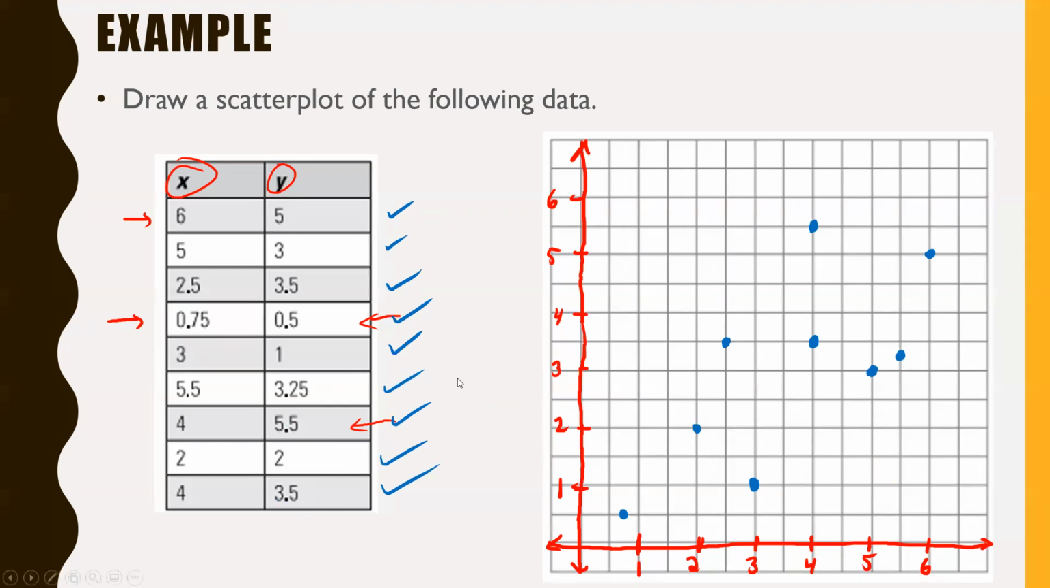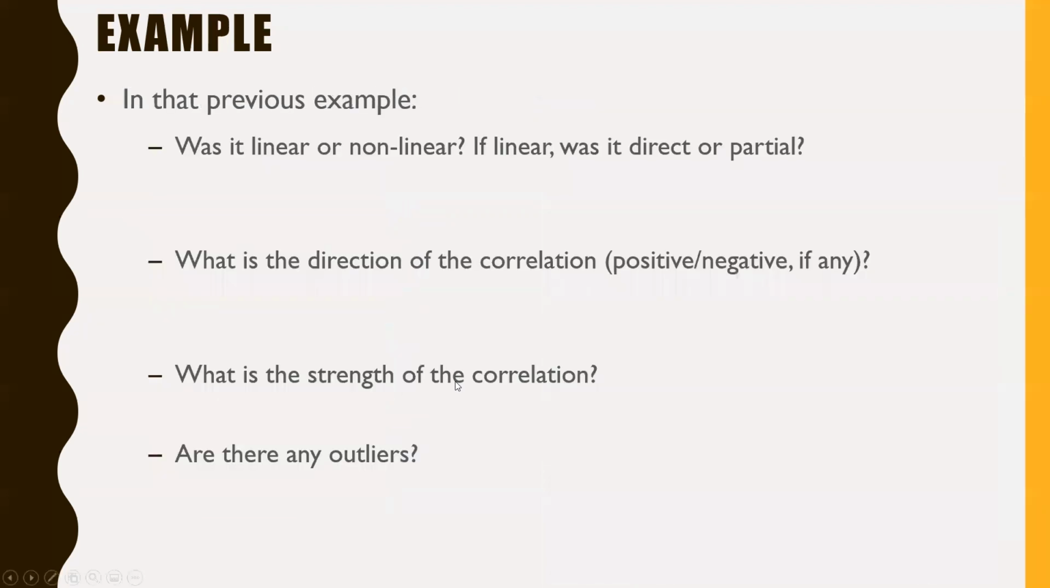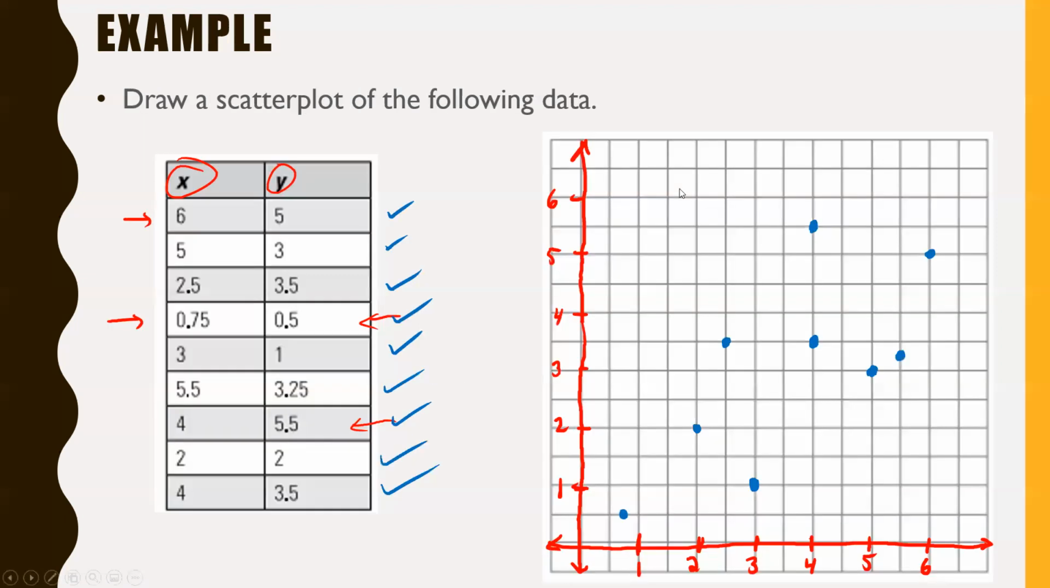All those points are on there. So now here are some questions to go with that. In that previous example, was it linear or nonlinear? And if it was linear, was it direct or partial? Just a reminder what that means: direct means it goes through 0, 0, and partial means it doesn't. Let's have a look at it again.